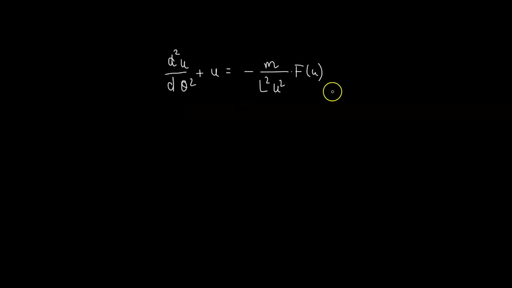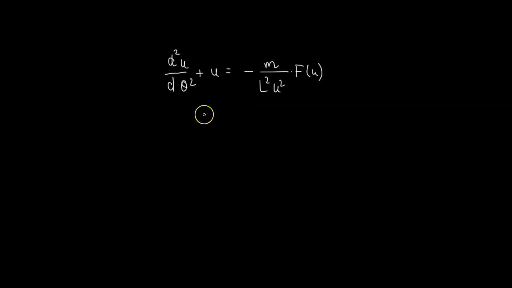So up until now, we have worked on the second order differential equation: the second derivative of u with respect to theta plus u equals negative m over L squared u squared times f of u. This differential equation is going to help us find the equation of the orbit if we are provided with information about the central force.